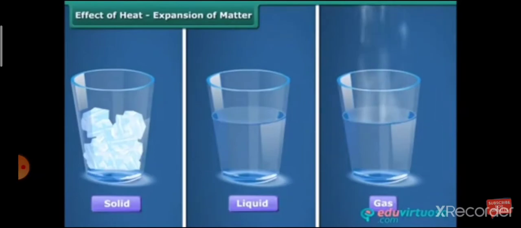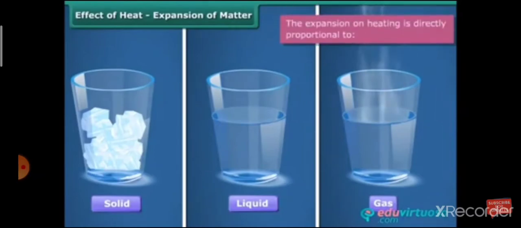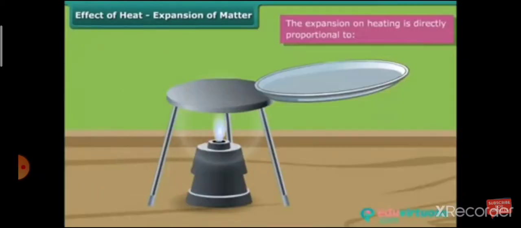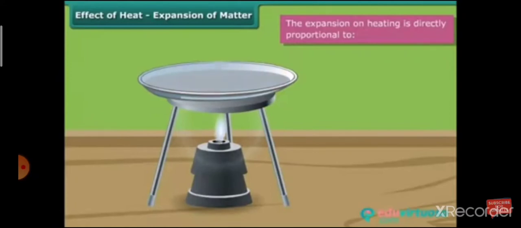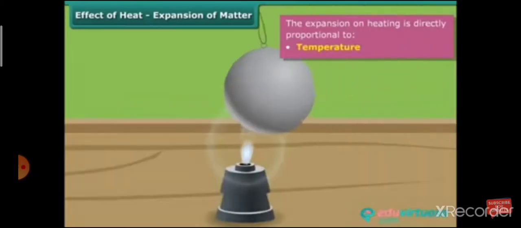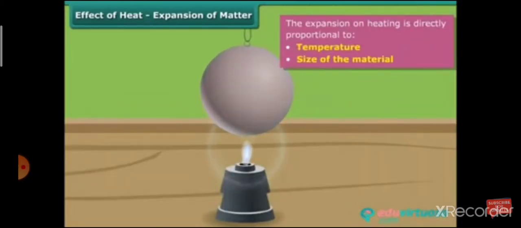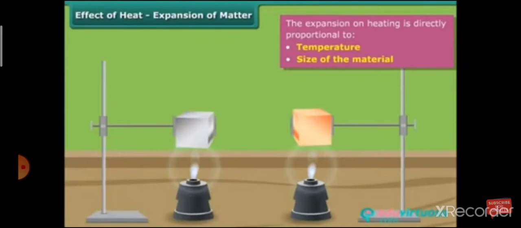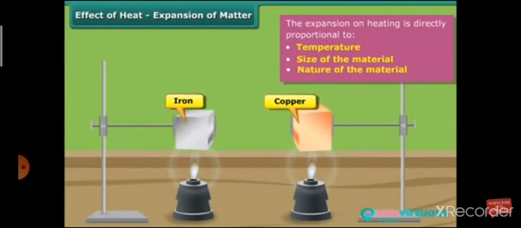The expansion of matter depends on the temperature to which it is heated. In this case, when we heat this plate, the higher the temperature, the more is its expansion. Expansion of the matter also depends on the size of the material. If the plate is longer or the metal is bigger, the more will be the expansion. The nature of the material which is being heated also plays an important role in expansion. For example, copper expands more than iron with the same rise in temperature.